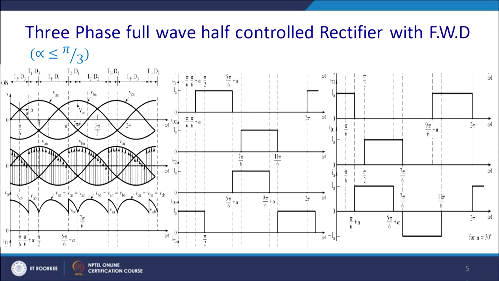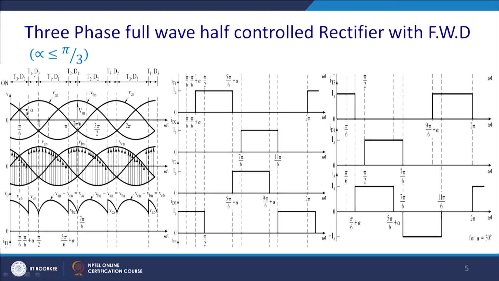Now, this is the 3-phase full wave half control rectifier with the freewheeling action, where the triggering angle is less than or equal to pi by 3 or 60 degrees. Now, in this configuration, first, the instant of this triggering is basically the crossing over of A and C. So, from this point we measure alpha.